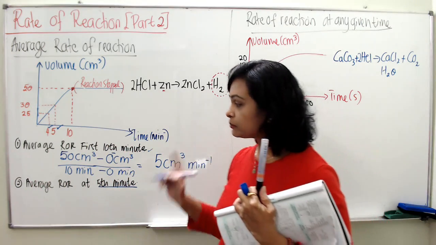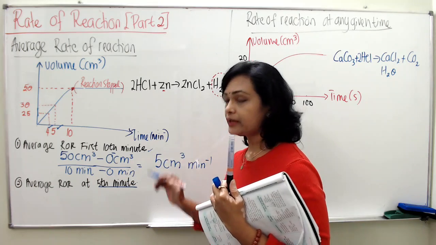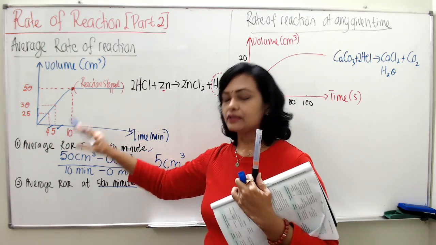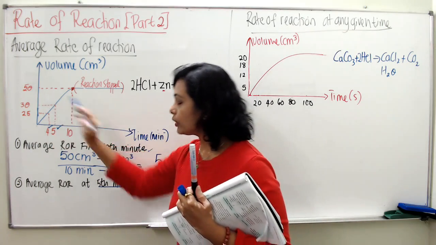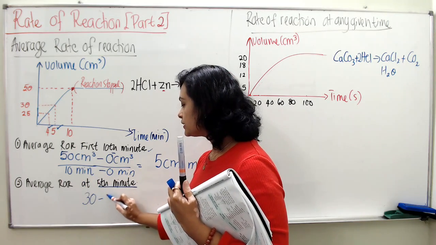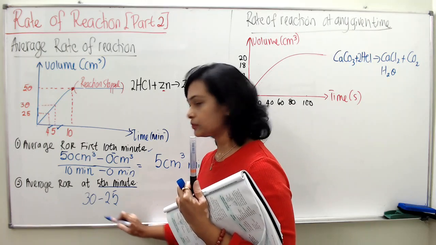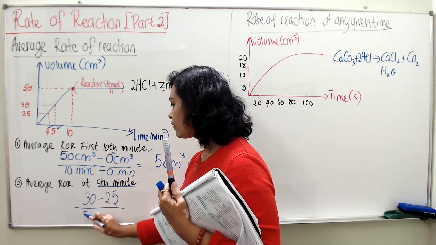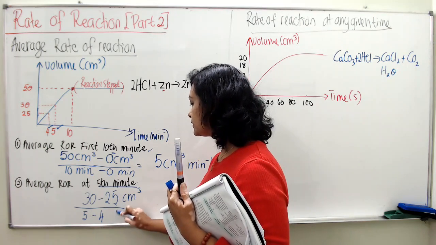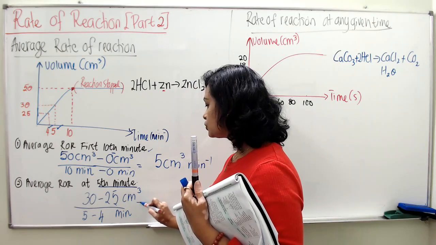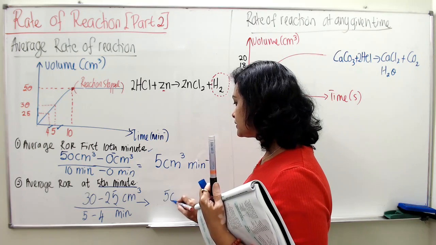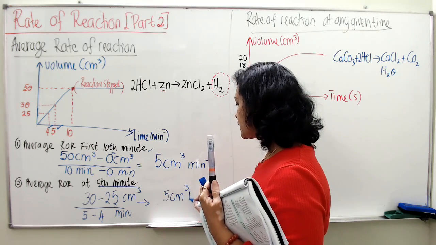Since you must be careful that the reaction has not stopped yet, at this time what you are supposed to do is take the reading of the initial minute, which is the 4th minute, with the 5th minute. So if you look at this graph, at the 5th minute the reading is 30 minus 25, the reading at the 4th minute, divided by 5 minus 4. This is cm cube, this is minute. So you will get the answer 5, again cm cube per minute.